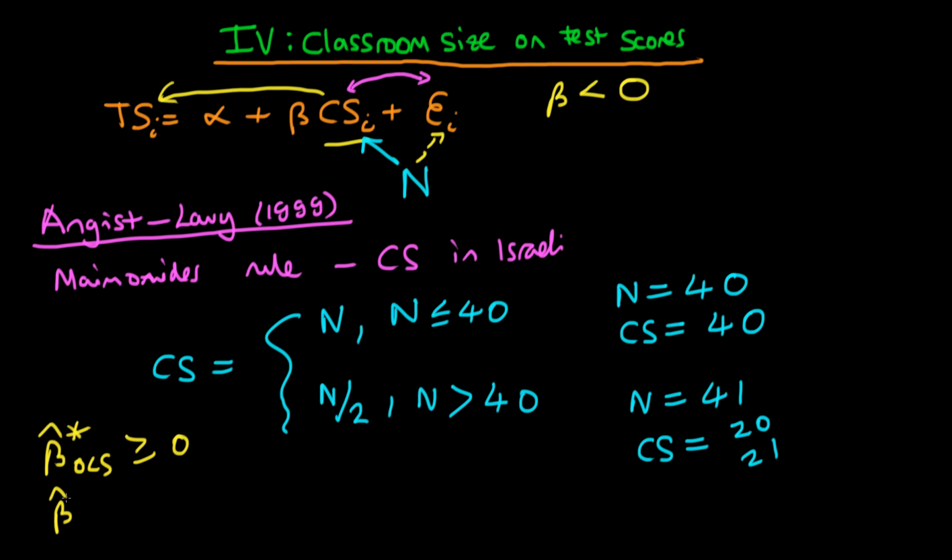And when they used this IV, derived from the Maimonides rule, they actually found that the effect of classroom size on test scores was less than 0. So this seems to suggest that the OLS estimates here had considerably more selection bias than that which was obtained via IV estimates. So the IV estimates in this particular example, in contrast to the previous example, showed considerable difference to those which were obtained via OLS.